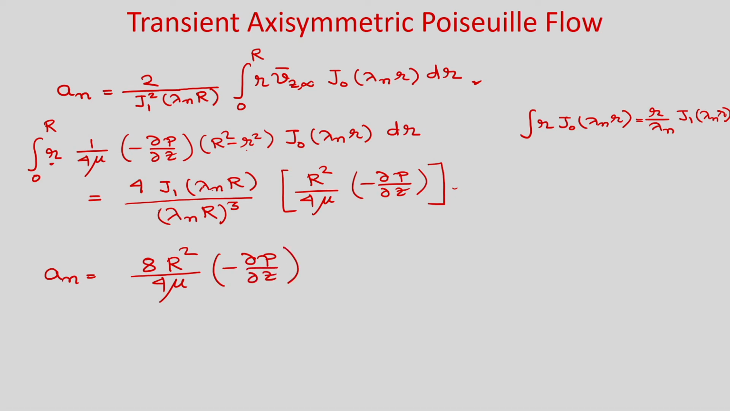Okay. So, in the denominator you will have j1 of lambda n R, so 1 by j1 lambda n R, and we have lambda n R cube. So, lambda n R cube. Okay. So, now if you put this constant n, then you will get the final velocity profile.